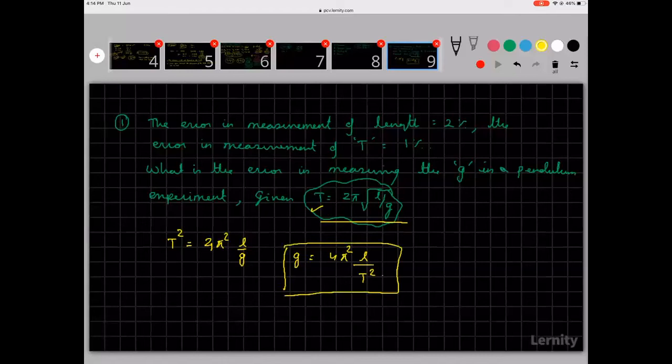If this is the formula for gravity, what is the error in measurement of length? 2%. What is the error in measurement of T? 1%. So T squared will become 2%. So 2% here. So what will be the answer? The answer will be 4%. So the error in measurement of gravity is 4%. So that's how you go ahead with it.